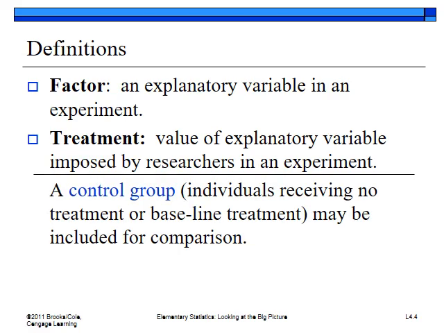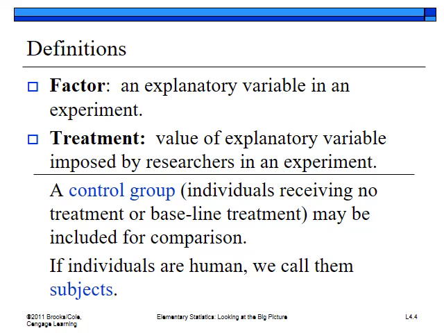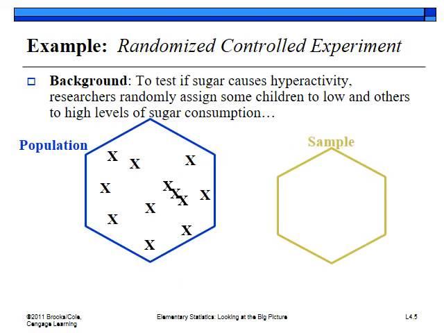A control group is a set of individuals that do not receive treatment or get the most basic treatment. These groups are often included in experimental designs to provide a basis of comparison. If the individuals being studied are humans, we more frequently use the term subjects. Let's look at an example. Here, researchers are testing if sugar causes hyperactivity.